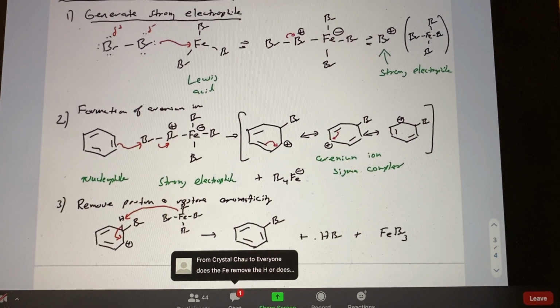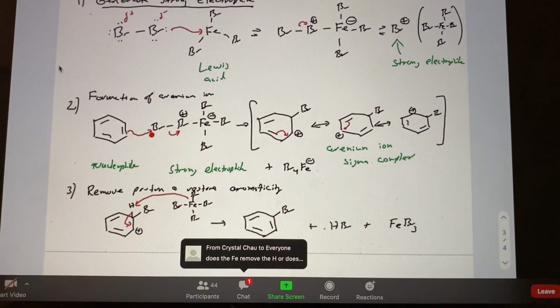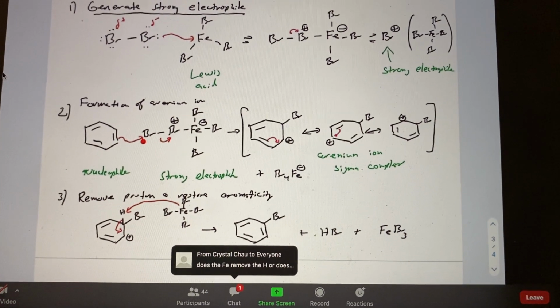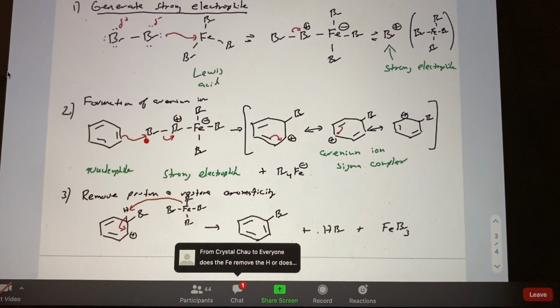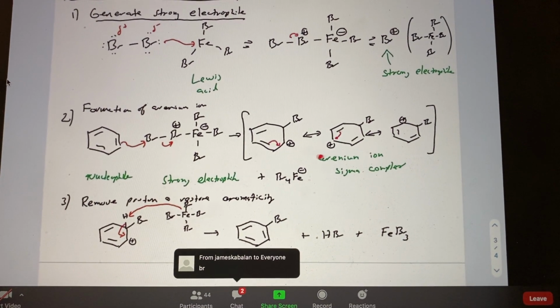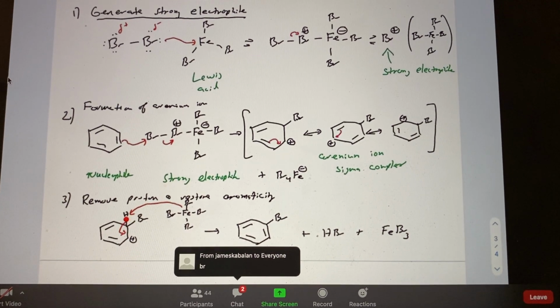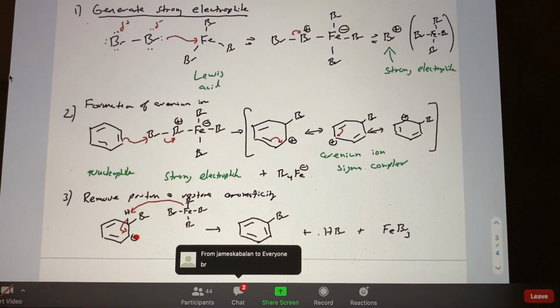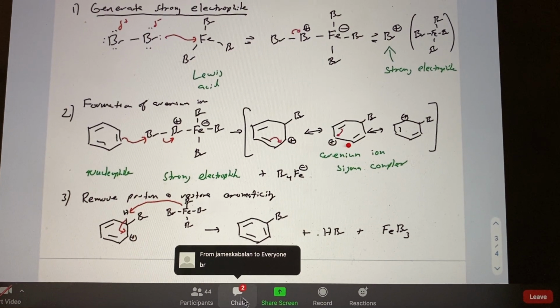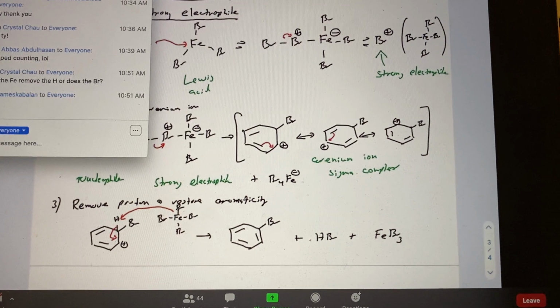Then in this key middle step, the aromatic compound will attack the strong electrophile. We lose aromaticity, which is energetically unfavorable, but we form this resonance stabilized arenium ion. And then in the last step, we deprotonate to regain aromaticity. And so you can see these carbocation intermediates reminiscent of an SN1 type reaction.